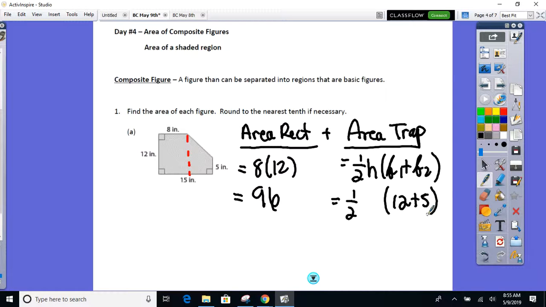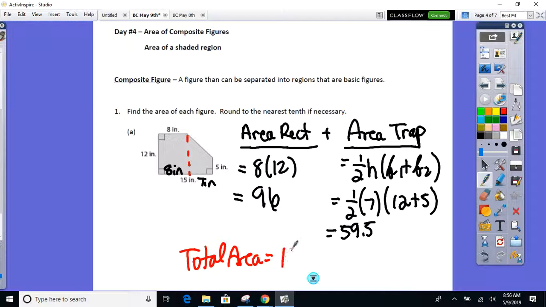Height's going to be 7. Where did we get the 7 from? Well, the opposite side is 8. The whole side was 15, so I could also call that 15 minus 8, which is 7. Nice job. So this ended up being an area of 59 and a half. Got my math correct? 59 and a half, and then we take the 96, total area will be 155.5. Let's not leave it naked, put some units on it. Square inches.